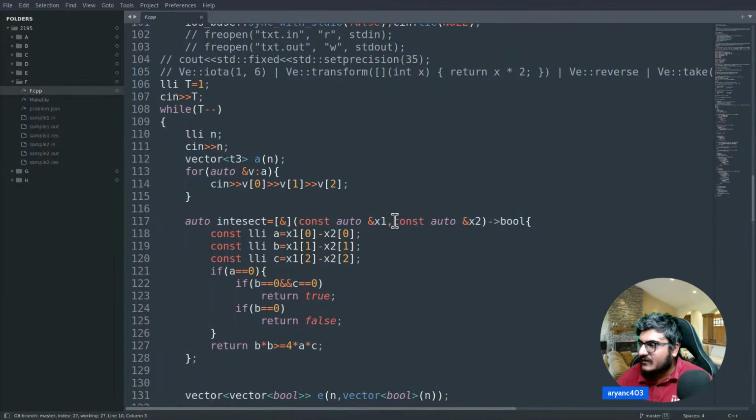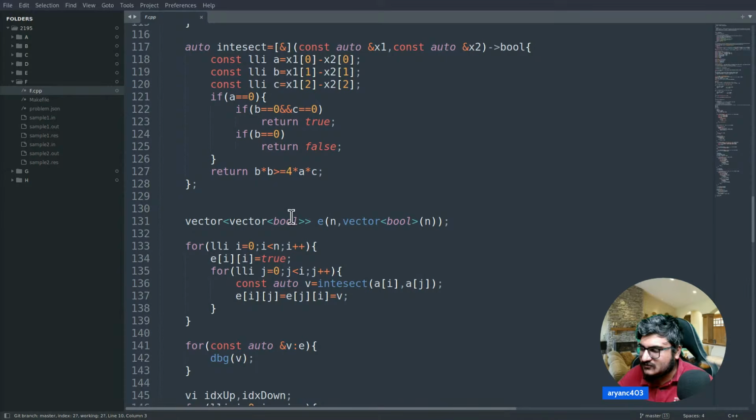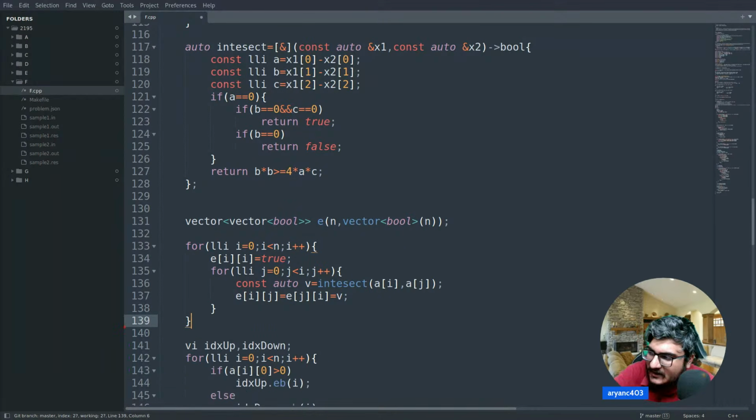Given two parabolas, we have to check whether they intersect or not. Let's take the difference of all the coefficients. If a is 0, b is 0 and c is 0, both of the parabolas are exactly the same, so you just return true. Otherwise, if a is 0 and b is 0, then these are parallel parabolas and the result is false. Otherwise, if b square is greater than or equal to 4ac, then they intersect, otherwise they don't. So we first compute the result for all pairs and save it somewhere. Now we can look at E_ij to figure out whether the ith element intersects with the jth element or not.